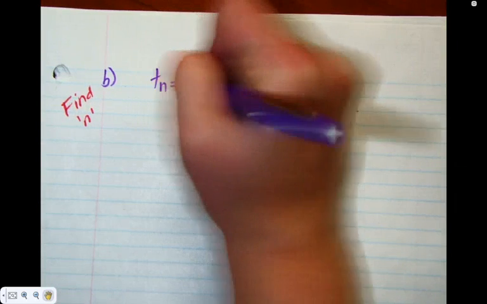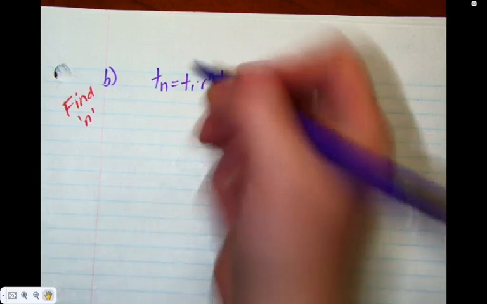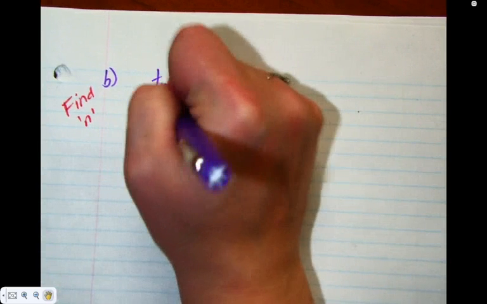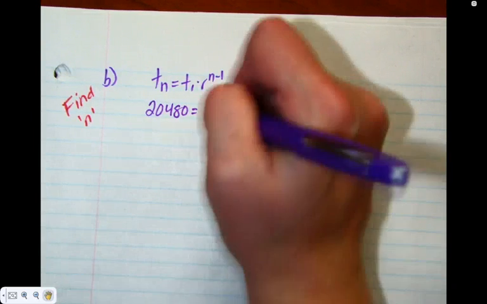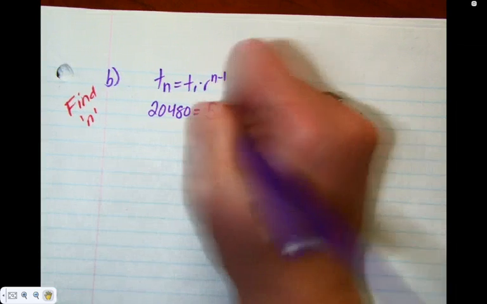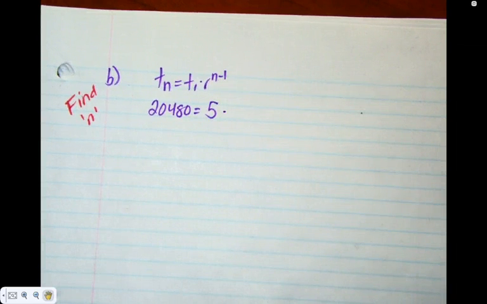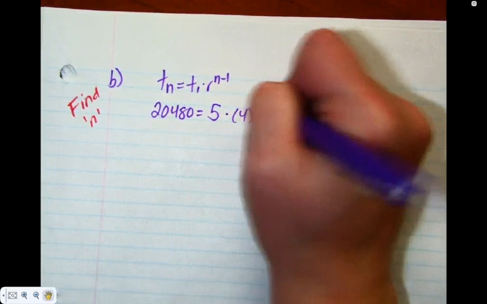Tn equals T1 times r to the n minus 1. The last term they've told us is 20,480. The first term from the previous part of the question is 5. R is 4. We just found it in part A. N minus 1 we don't know.